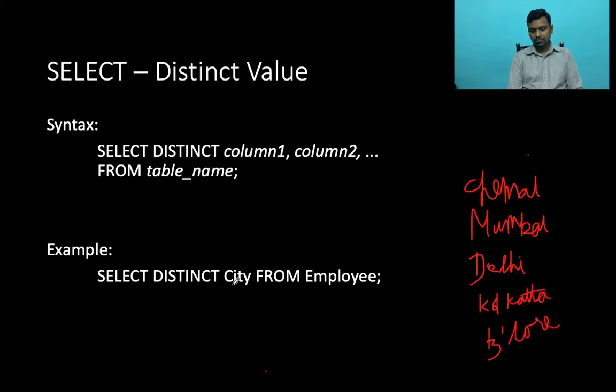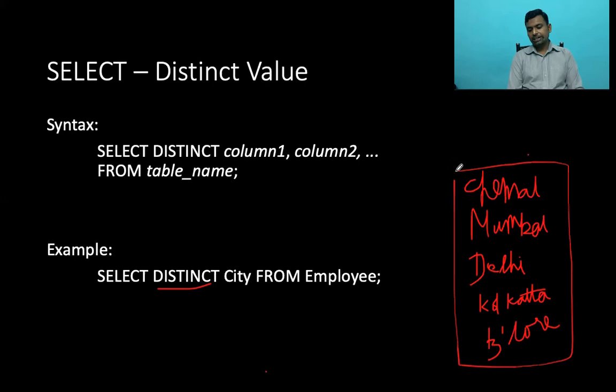Okay. So when I say select distinct city from employee, it will go to the city column, and then it picks only the distinct values and prints them. It doesn't print all the values. It just prints only the distinct values.